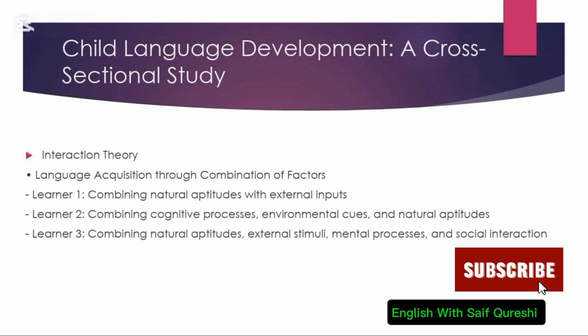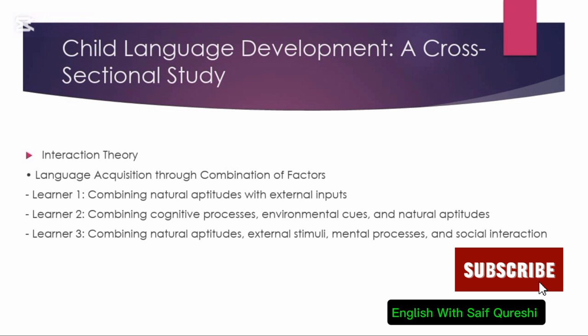Learner 2, combining cognitive processes, environmental clues, and natural abilities. Learner 2, whose age is 5 to 7 years, combines cognitive processes with environmental clues, what the cues are in the environment, and what their cognitive process is. They combine their cognitive mental process with the environmental cues. In this way they learn language.